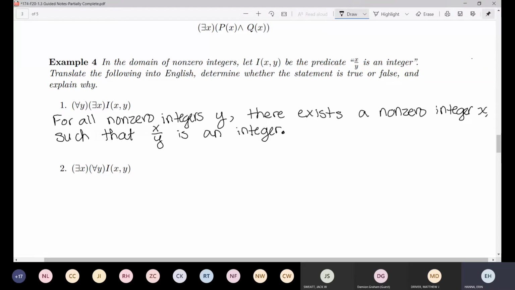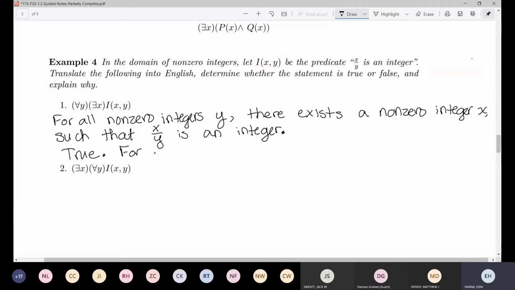Now, is that true or false? Well, we got to think about the kind of order that we're working in. So for all non-zero integers y, that means I give you a y value, and I can give you whatever y value I want. There exists an integer x. So I tell you a y, you spit me back an x, and you just have to have one of them. But for every single y, you have to find me one. So for any y I give you, can you spit me back out an x such that x over y is an integer? Yes. This is true.